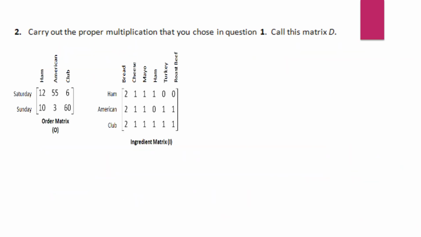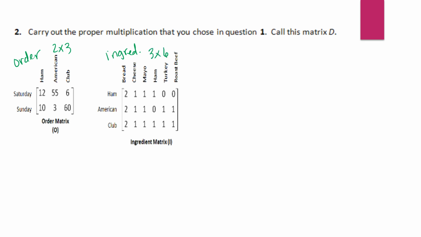And in example 2, we're actually going to carry out that multiplication. So here is our order matrix. So this is our 2 by 3 of the orders that were placed on Saturday and Sunday. And the next one is the ingredient matrix, all the ingredients they use to make these subs, which is a 3 by 6.